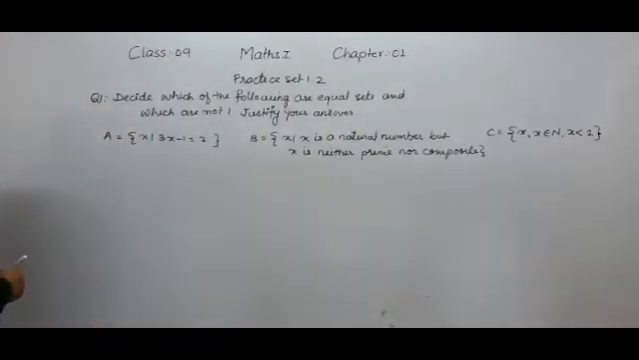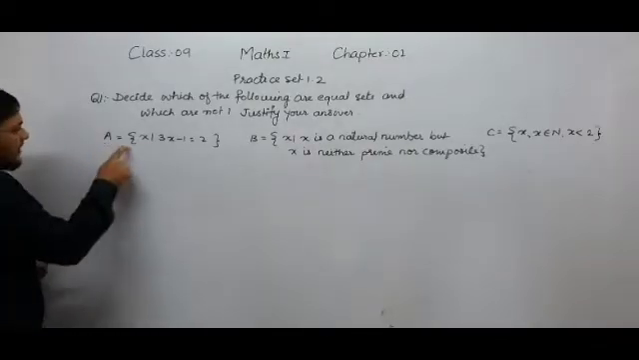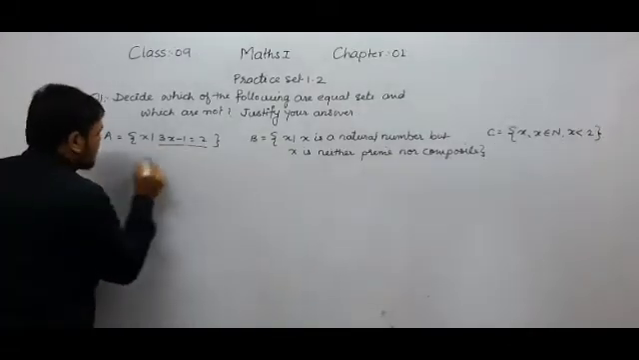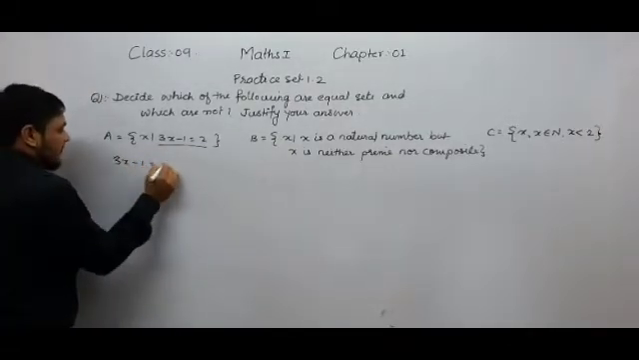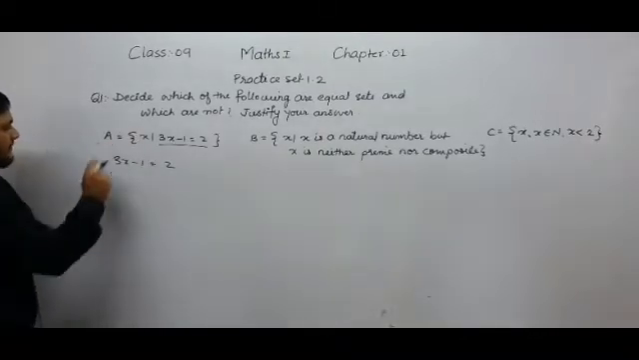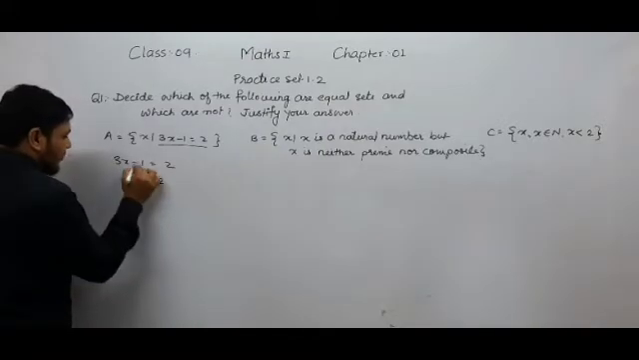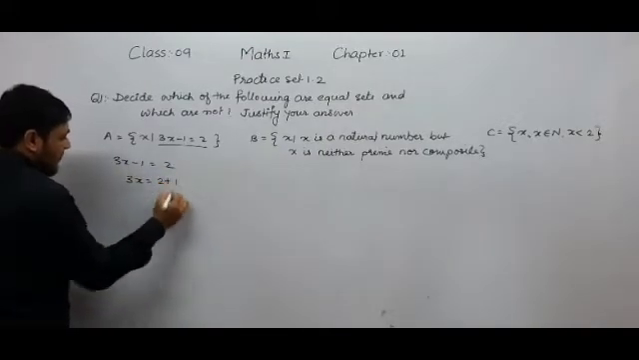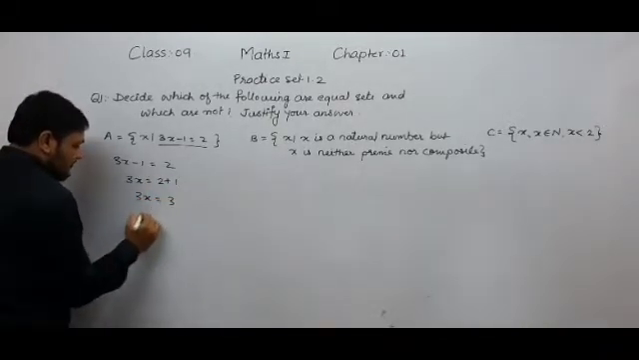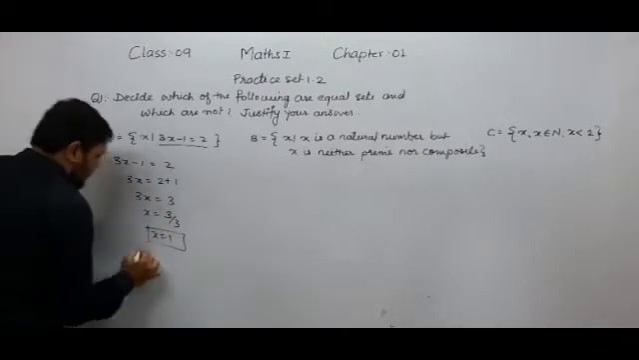First of all, let's write set A in the listing method. A is equal to x such that 3x minus 1 equals 2. We have to find the value of x so that we can get the element of set A. So 3x minus 1 equals 2. Here negative 1 will go to this side, it will become positive 1. So 3x equals 2 plus 1, 3x equals 3, x equals 3 by 3, x equals 1. So this is the value of x.